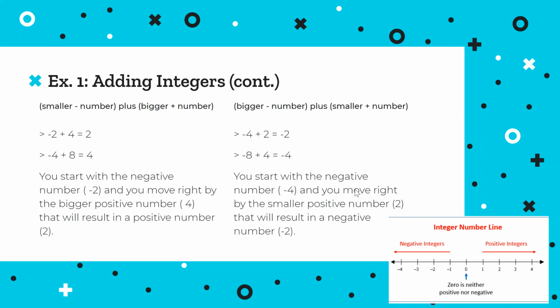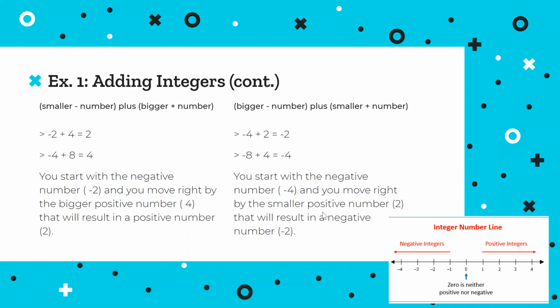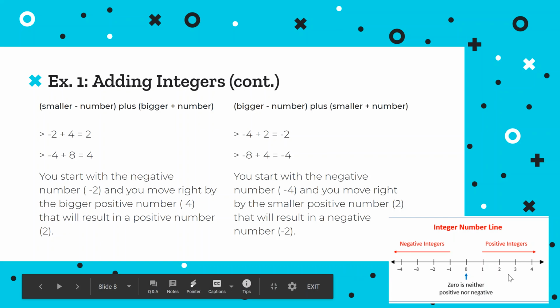Here we have a smaller negative number plus a bigger positive number. This would be something like negative 2, which is a small negative number, plus a big positive number, which is 4. So we have negative 2 plus 4, which is equal to 2. If we look at the number line, we start at negative 2. We move 1, 2, 3, 4 to the right, and we get positive 2. We can do the same thing with negative 4 plus 8. Start at negative 4 on the number line, move to the right 8 times, and we will get positive 4.